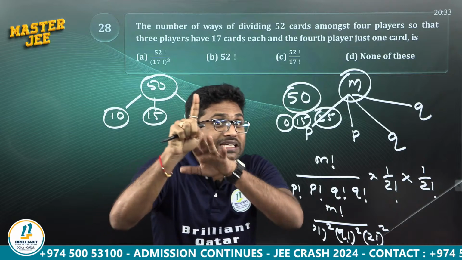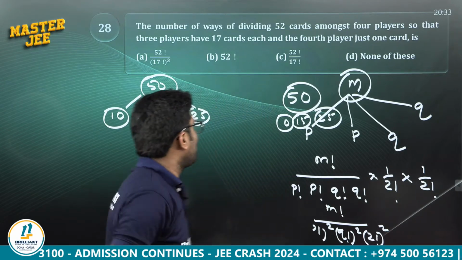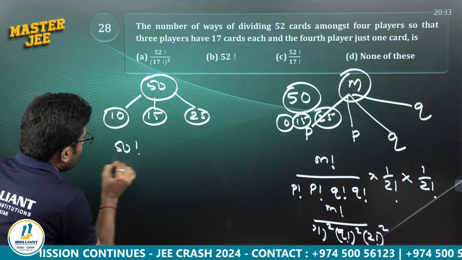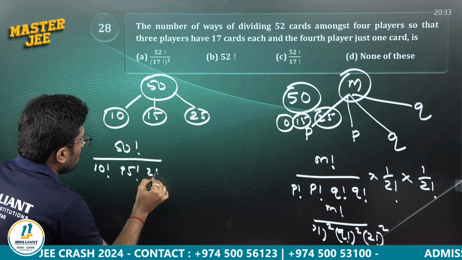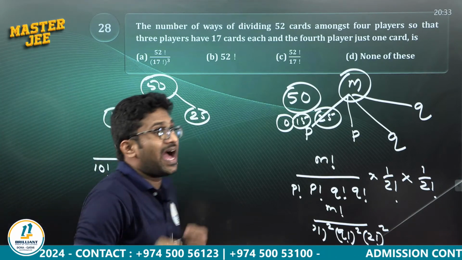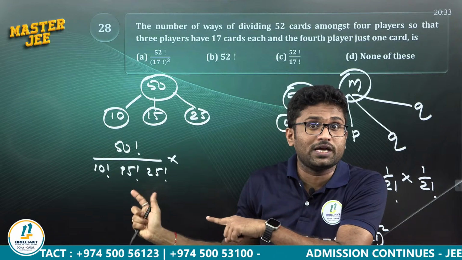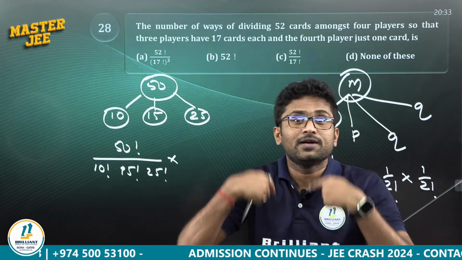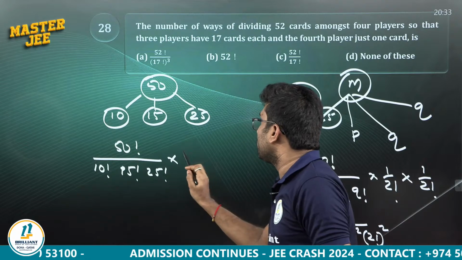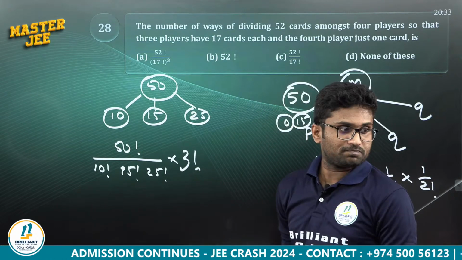The number of ways we divide will be 50 factorial divided by 10 factorial into 15 factorial into 25 factorial. If I ask them to distribute, again this is division only, then to distribute those to 3 persons, I have to multiply with 3 factorial.